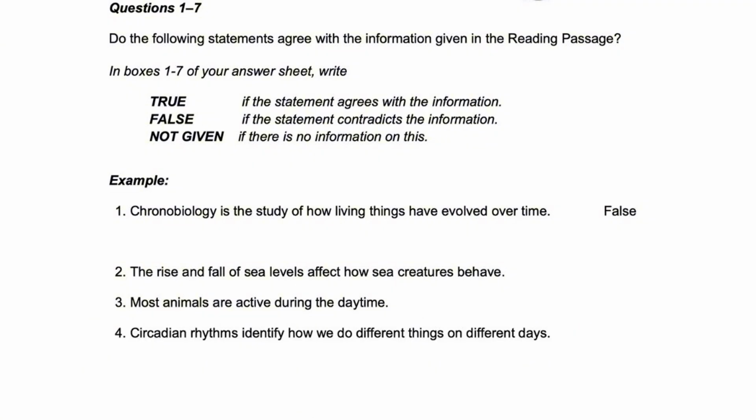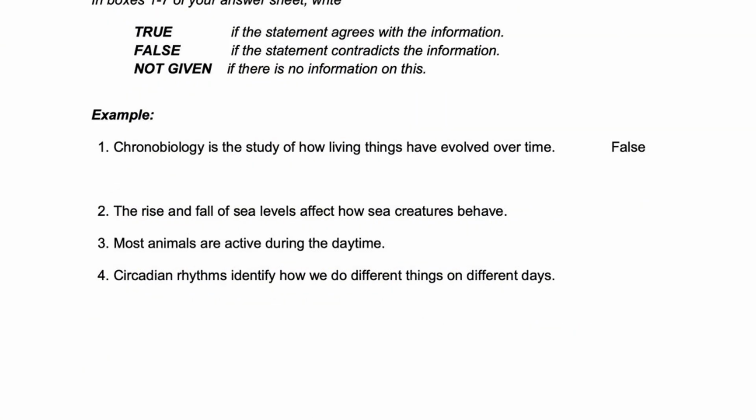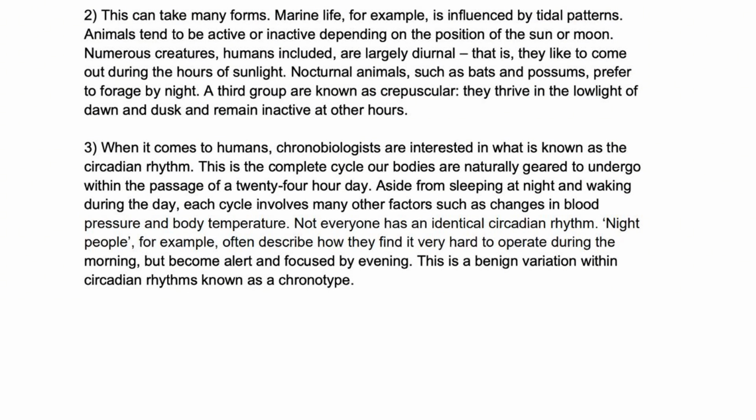Let's move to the question number 4. Circadian rhythms identify how we do different things in different ways. The passage references paragraph number 3, line number 2. This is the complete cycle our bodies are naturally geared to undergo with the passage of 24 hours a day. Here, the passage states the circadian rhythms repeat within 24 hours a day. The statement incorrectly suggests that circadian rhythms determine variations between different days, which is not true.